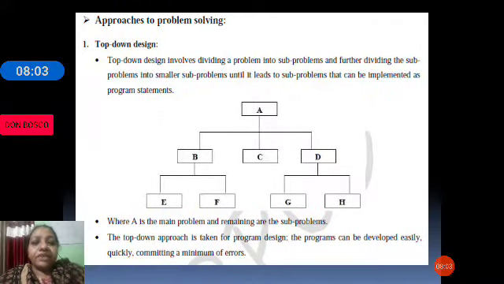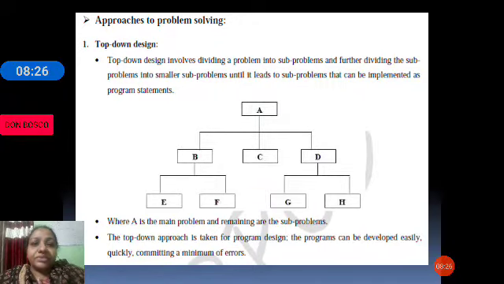Now we have approaches to problem solving. There are different ways in which the problems can be solved. Let us see what are the different approaches that are available. The first approach is top-down design. So top-down design means what?